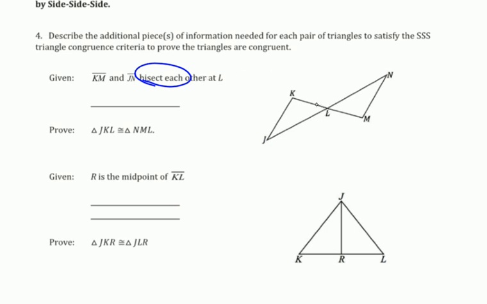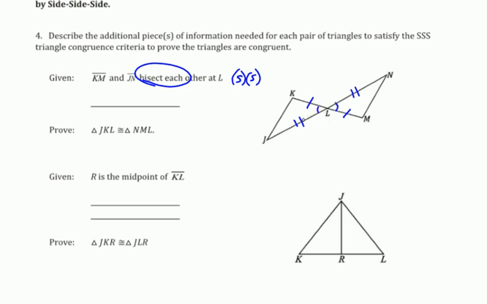So L would be the midpoint of both KM and of JN. And again, that's because we're told they bisect each other, meaning KM bisects JN and JN bisects KM. This really is giving us two pairs of congruent sides. Now notice in the picture, we would be able to say vertical angles are congruent.